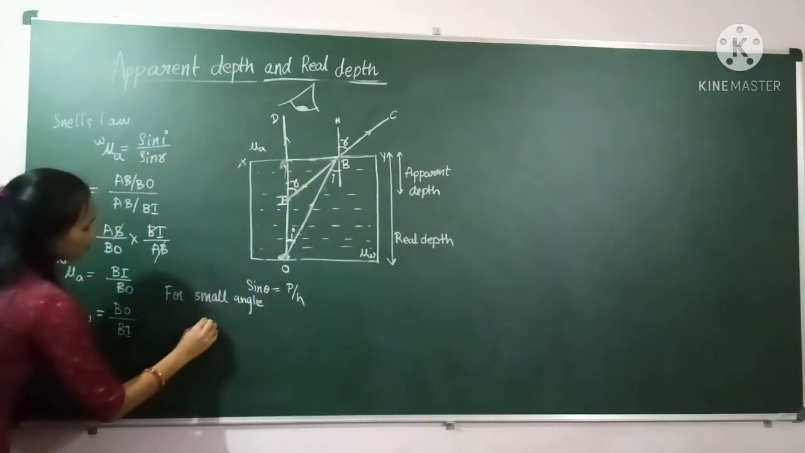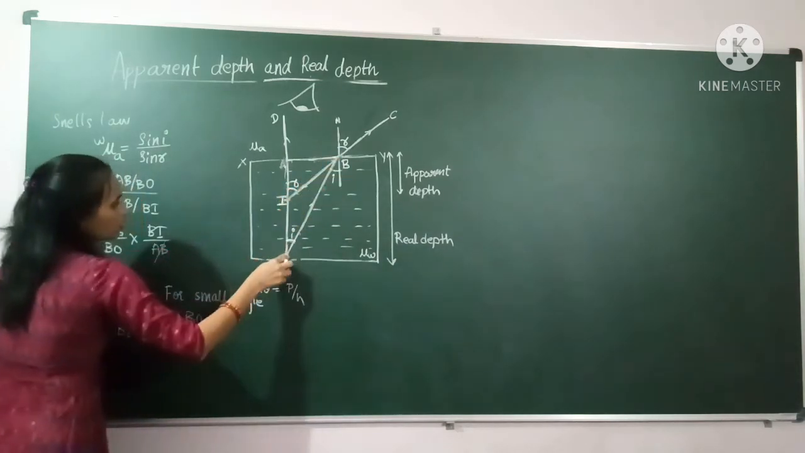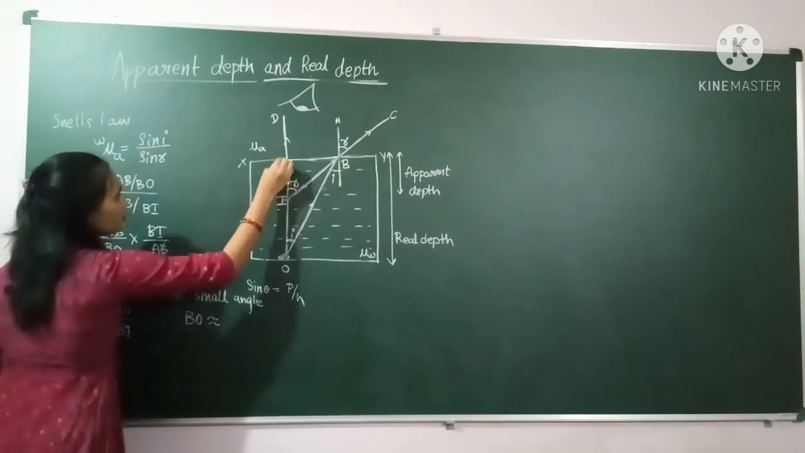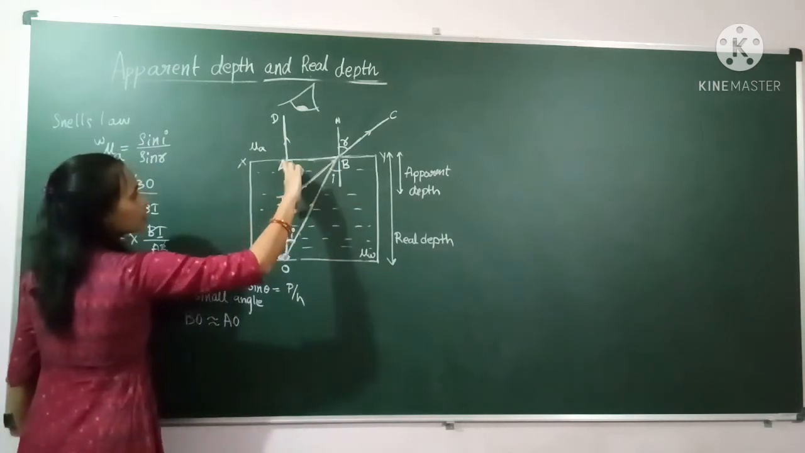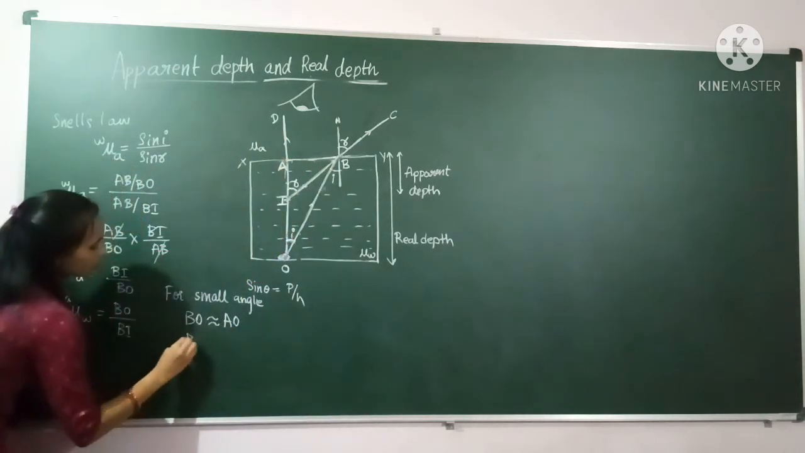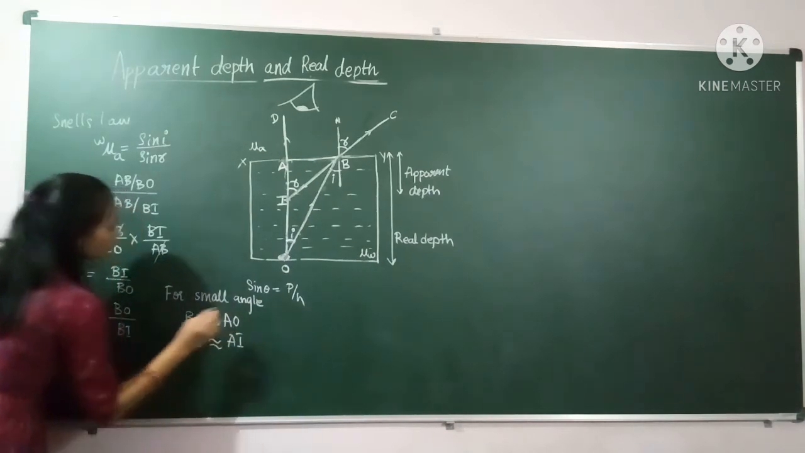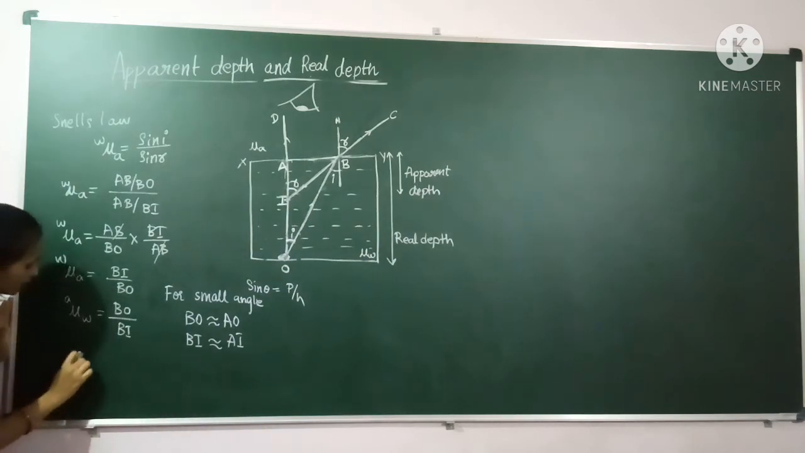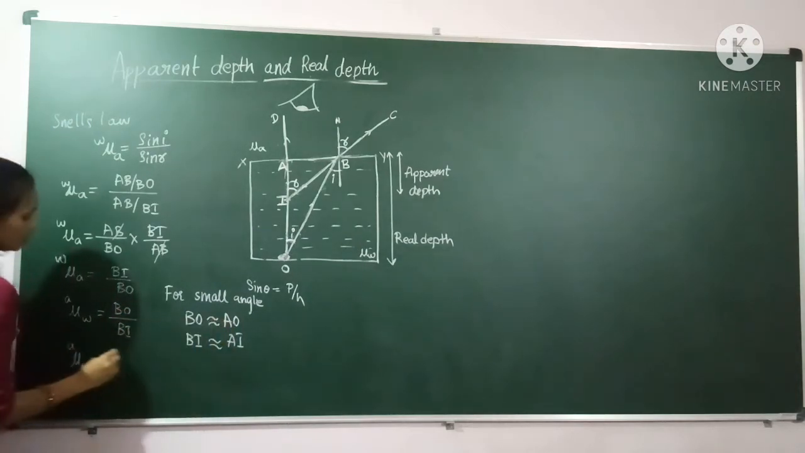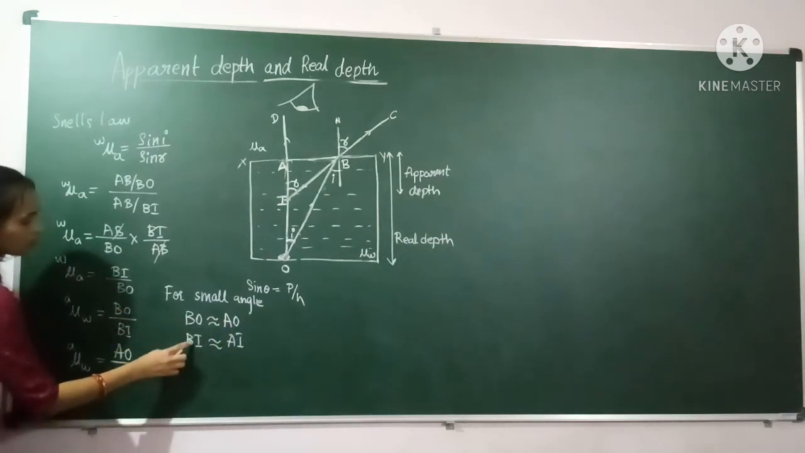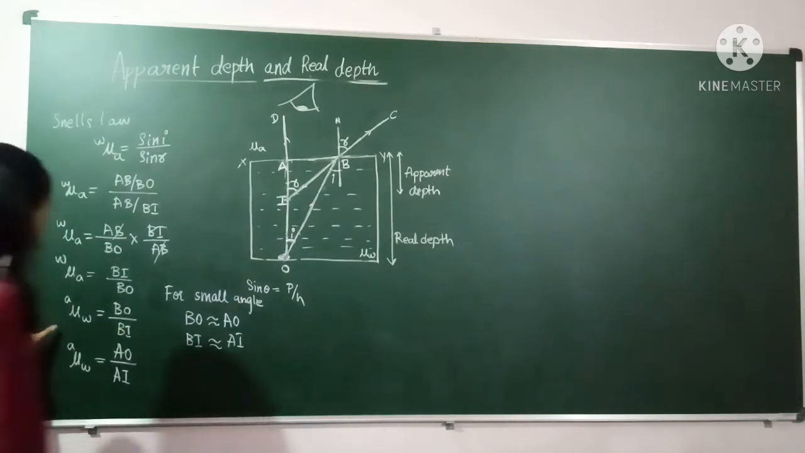So here I will write: BO is equivalent to AO. Next, BI is equivalent to AI, nearly equivalent. So here we will write the refractive index of water with respect to air is equal to, in place of BO, what can we write? AO. And in place of BI, what can we write? AI.